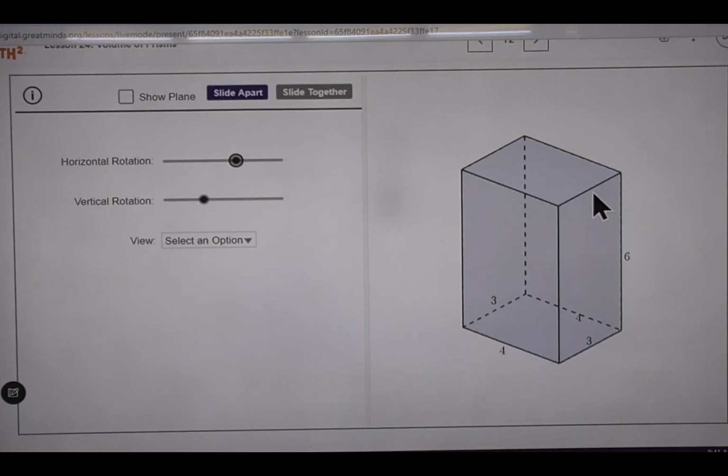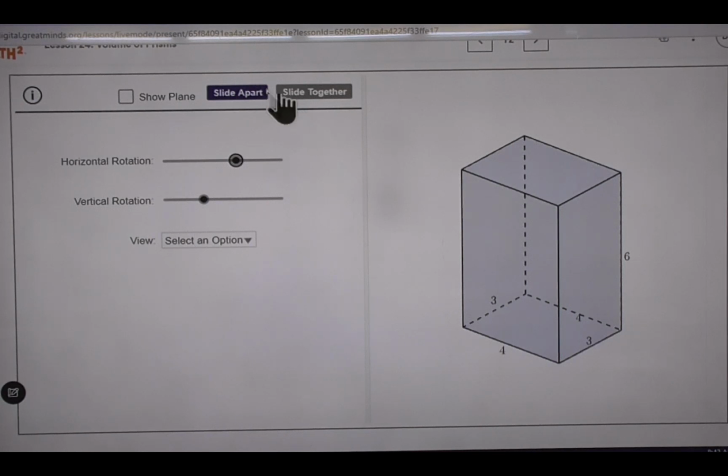We know that surface area meant all the sides on the outside that I could touch, right? Wherever I would put wrapping paper. Volume means if I was to fill this thing up with water, how much water would I be able to fit into it? So in this particular case, I could fit 72 cubic units of water in here.